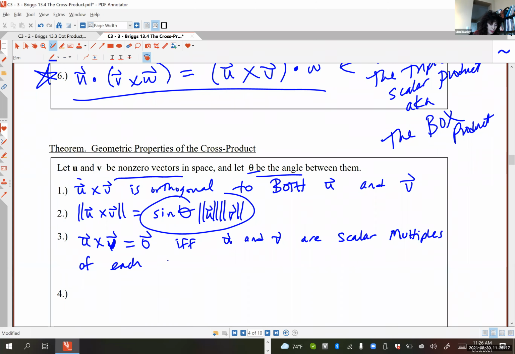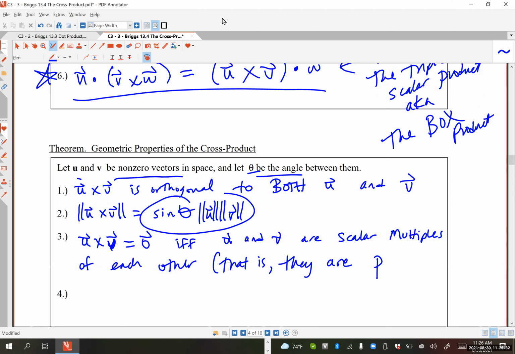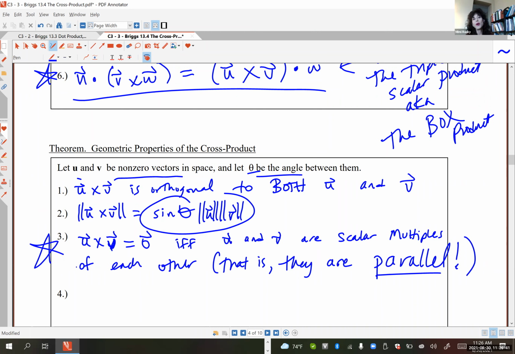Does anybody remember when two vectors are scalar multiples of each other, what the relationship is? Starts with the letter P. And it's parallel? Yes, parallel. So why do I put a star by this? Because one of the ways you can figure out if two vectors are parallel is if you look to see if one's a scalar multiple of the other. We did that in a previous lecture.